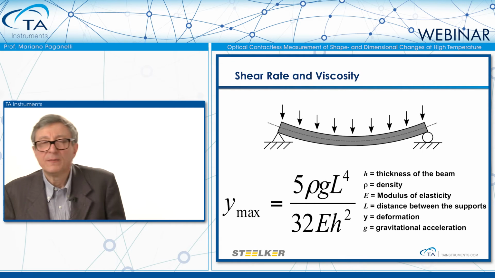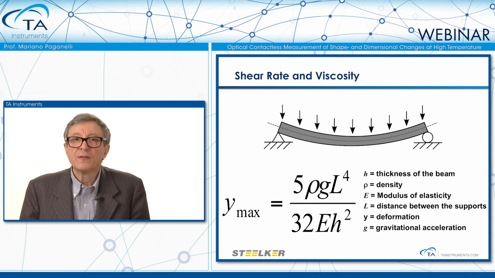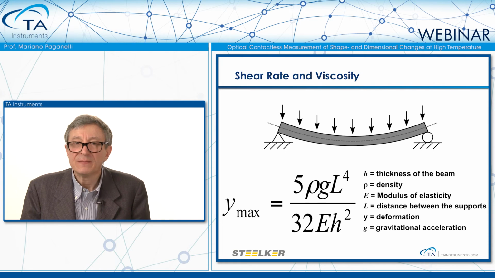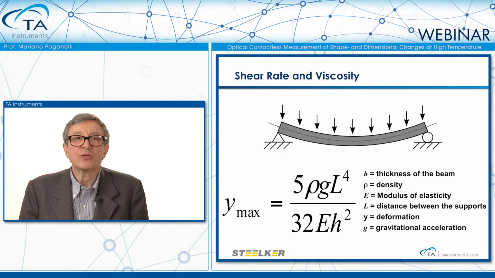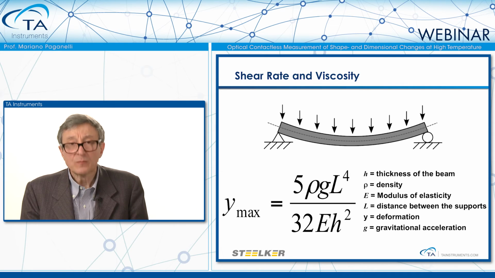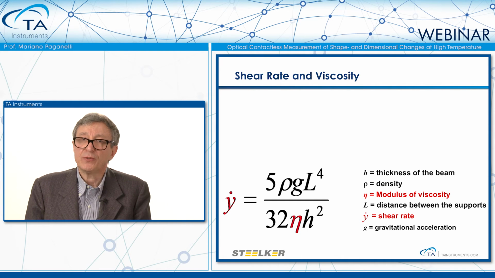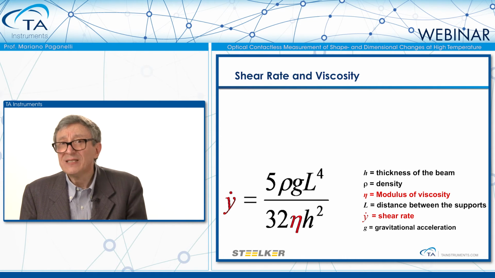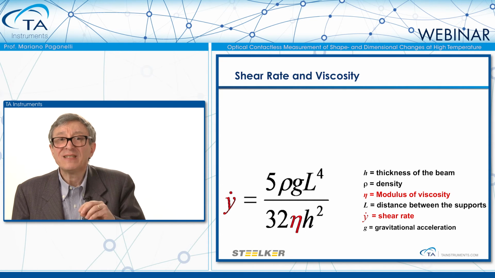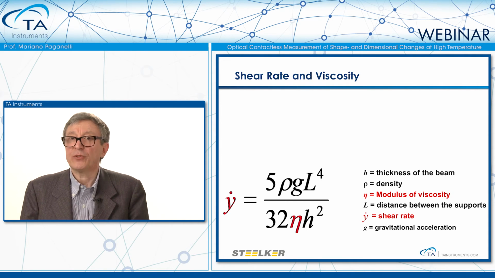Now, let's do some math. If we take a beam with a distributed load, with thickness of the beam h, density ρ, modulus of elasticity E, distance between the supports L, it will show an elastic deformation of gamma. Now, we can still apply the same formula in case of viscous deformation. The formula is still valid if we change the modulus of elasticity with the modulus of viscosity. And if instead of measuring the absolute deformation, we measure the shear rate, the speed of deformation.